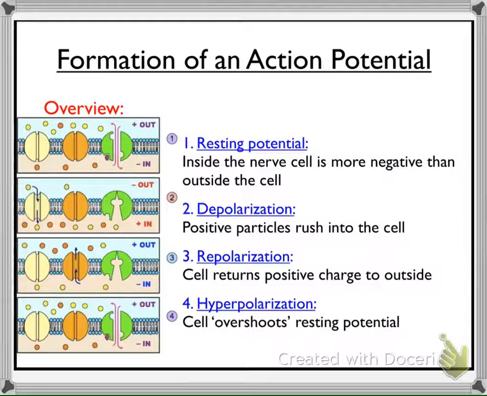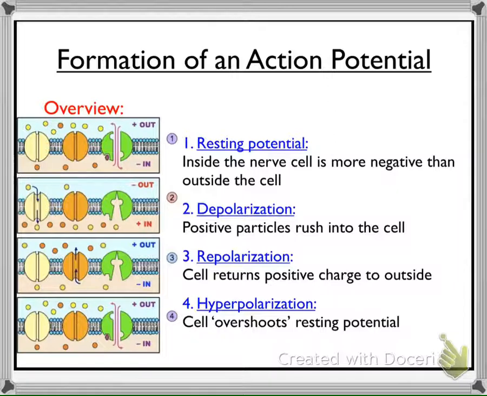positively charged. Next, we are going to have a stage called repolarization, where the cell is going to return a positive charge to the outside of the cell by moving those positively charged particles back out. Finally, we observe the 4th stage of an action potential, which is called hyperpolarization. And hyperpolarization is when the cell overshoots the resting potential and actually becomes too negative.